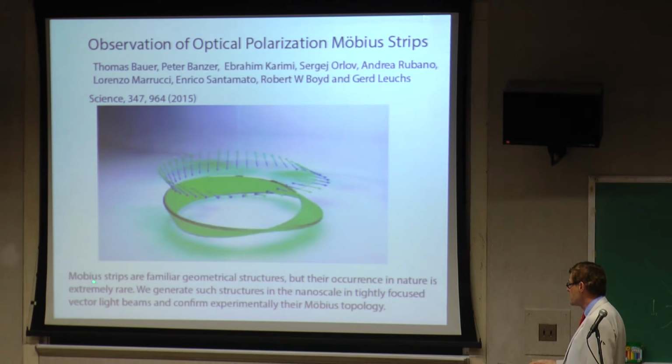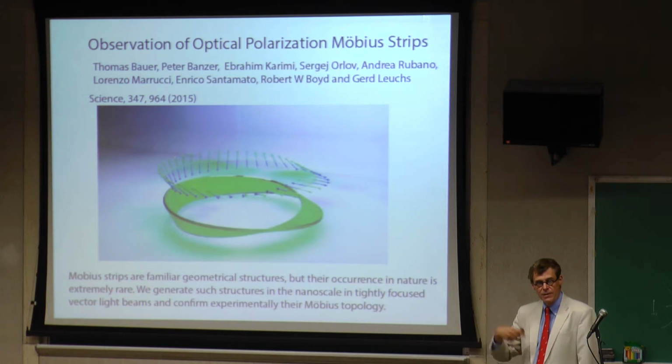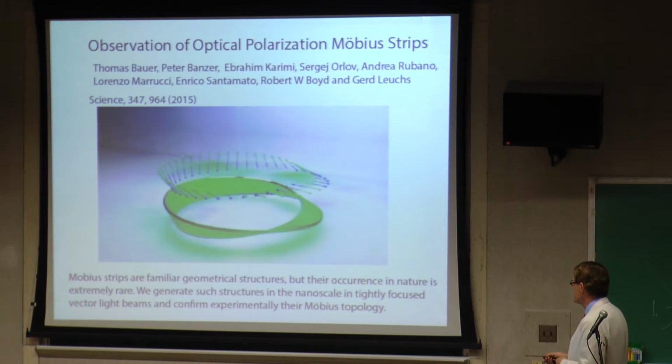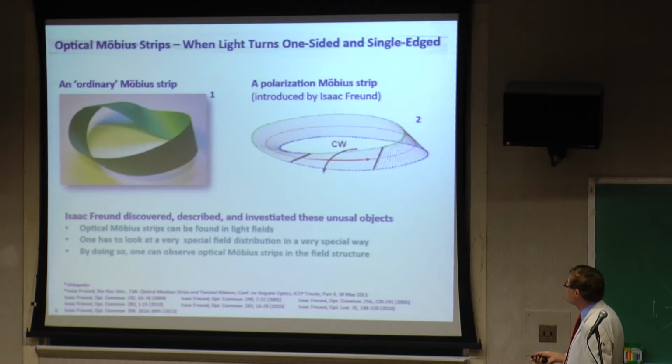The idea is that Möbius strips, we all know about them. We played with them as children, but how often do you walk down the street and you see one? For as pervasive as they are in mathematics, it's fairly rare for them to appear spontaneously in nature. So we have found a situation in which Möbius strips actually appear in a physical system, and this is in a tightly focused laser beam. Let me tell you the story.